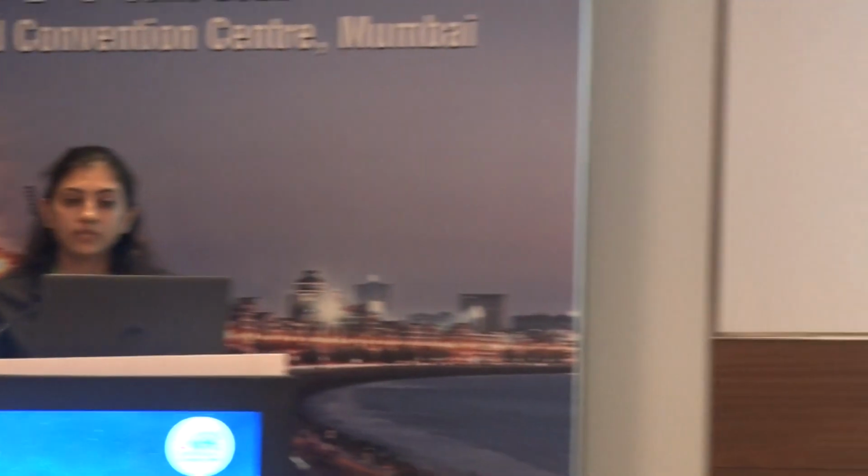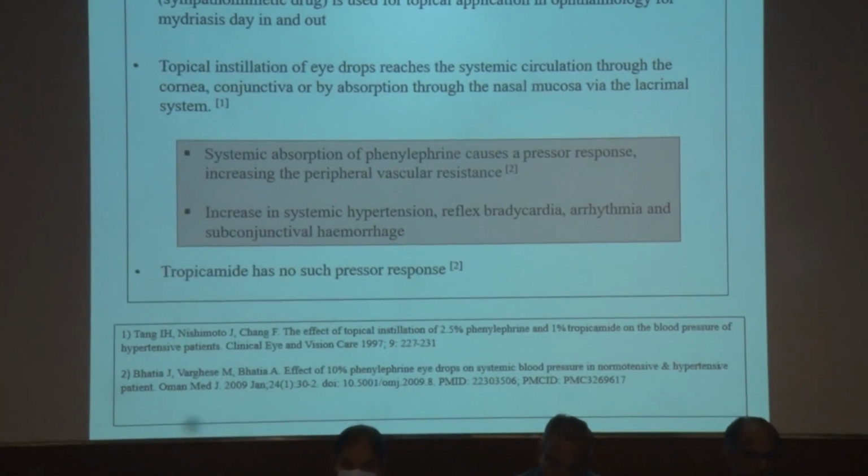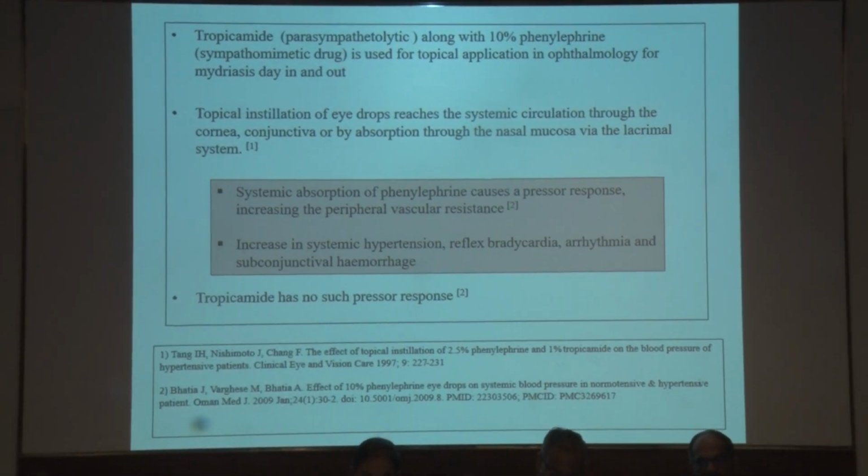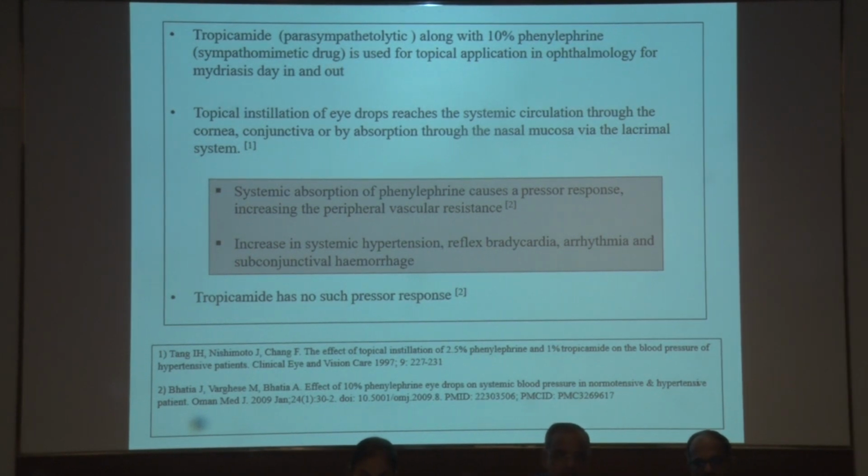As we all know, tropicamide is a parasympatholytic which, along with phenylephrine, which is a sympathomimetic, is used for topical application for mydriasis. The topical instillation of eye drops reaches the systemic circulation through the cornea, conjunctiva, or by absorption through the nasal mucosa via the lacrimal system. The systemic absorption of phenylephrine causes a pressor response which increases the peripheral vascular resistance, causing an increase in systemic hypertension, reflex bradycardia, arrhythmia, and subconjunctival hemorrhage. But such pressor response is not seen with tropicamide.